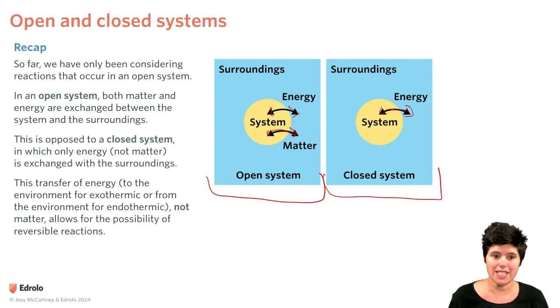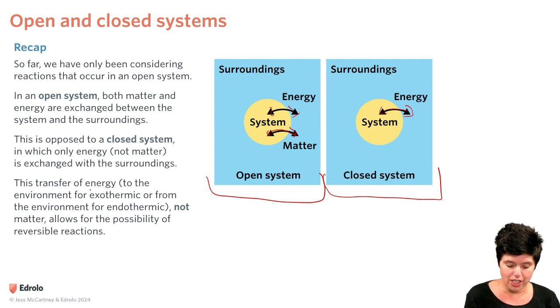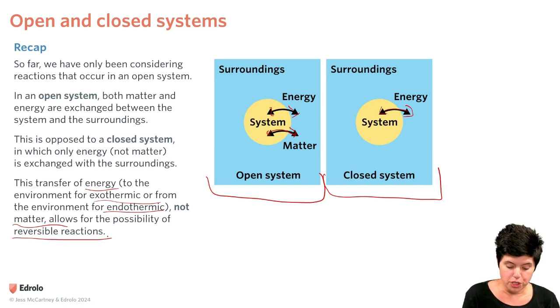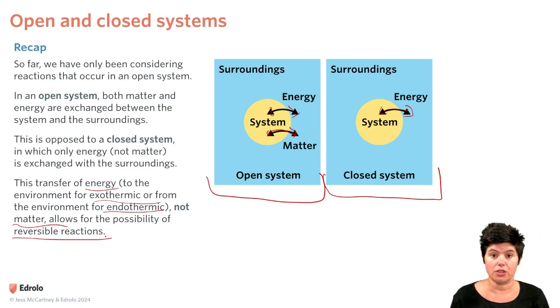What that means is that anything that's produced in the reaction is trapped. This is important because even though energy can escape, being exothermic, or energy can come in, being endothermic, the matter cannot. This means that we can have reversible reactions where the products that have been produced can combine back up and make the reactants that we started with. We're going to look at that further.